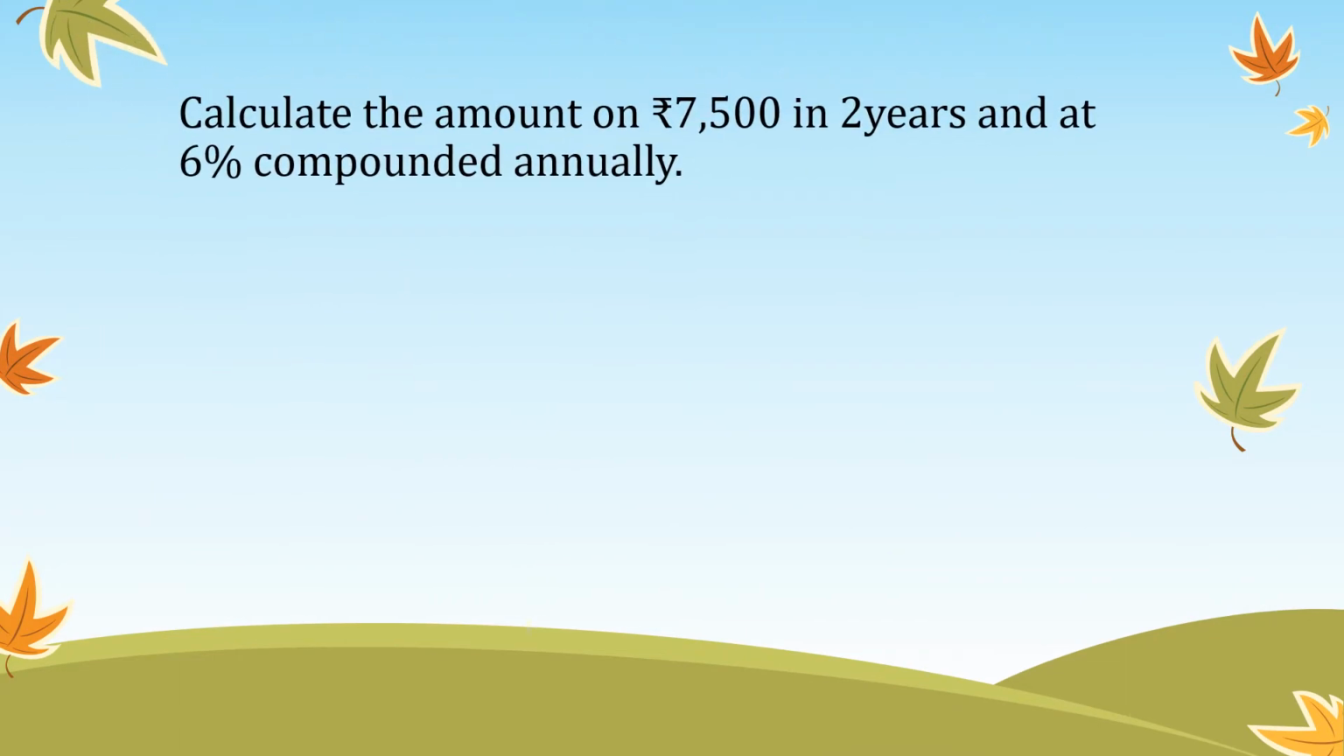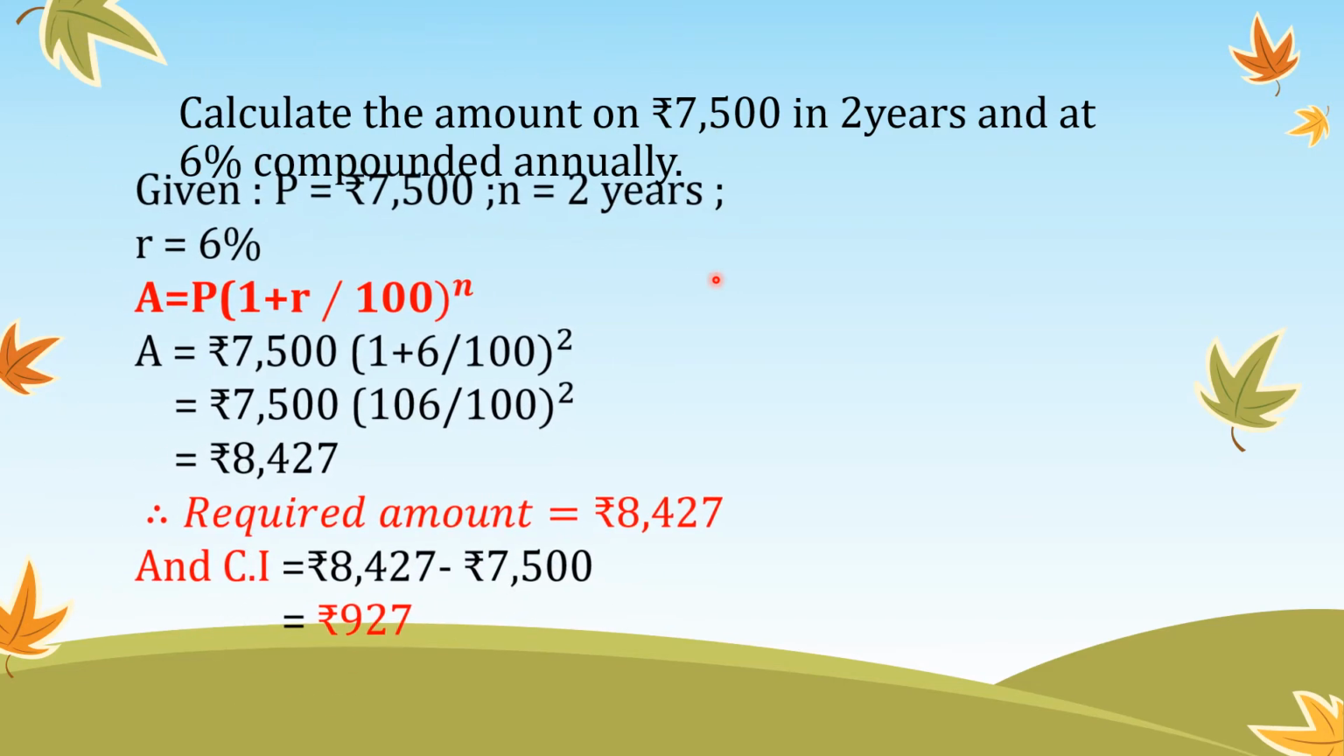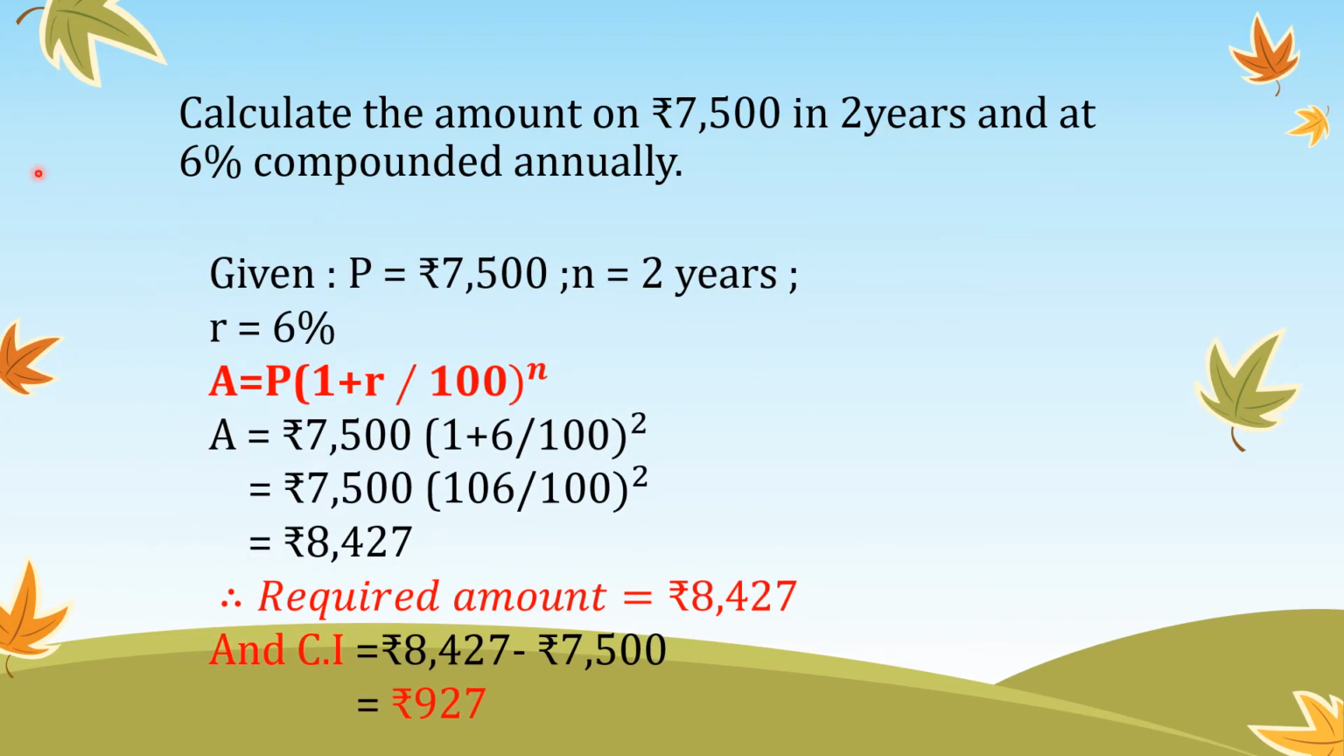For example, calculate the amount on 7,500 in 2 years and at 6% compounded annually. Given P is 7,500, n is 2, and rate of interest R is equal to 6%. How to calculate? A is equal to P into (1 plus R by 100) all raised to n. Given the values, put the values.